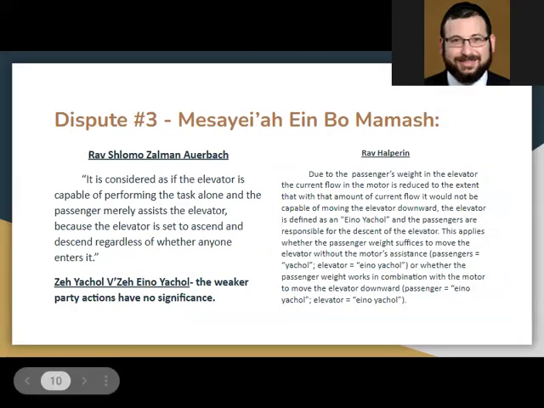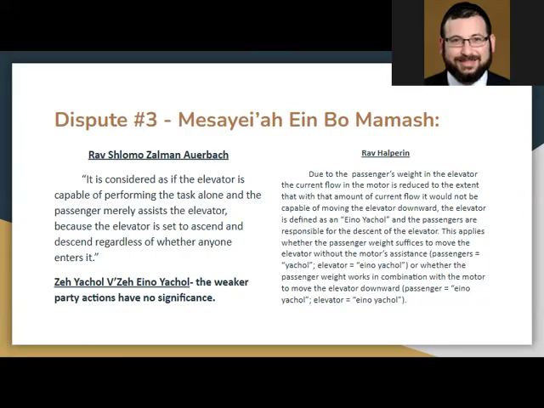Let's take a look and see what he says. He says, due to the passenger's weight in the elevator, the current flow in the motor is reduced to the extent that with the amount of the current flow, it would not be capable of moving the elevator downwards. The elevator then is defined also as an eino yachol, as something that could not have done it on its own. And the passengers are then responsible for the descent of the elevator.